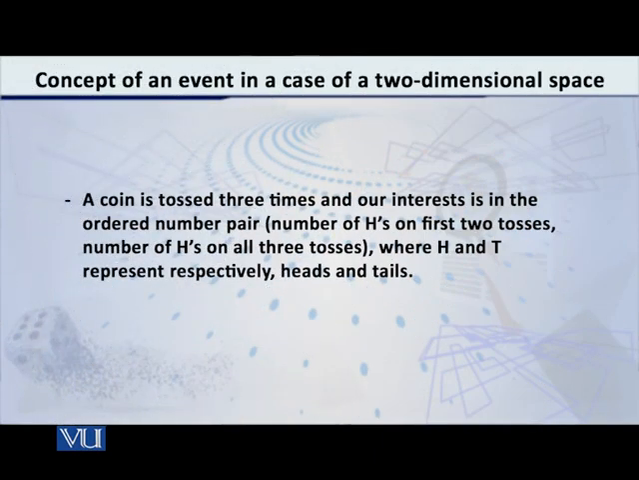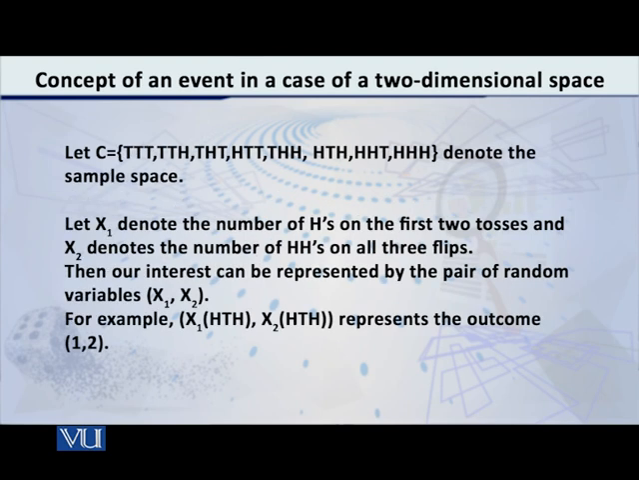So let us try to understand all this with reference to an example. Suppose that a fair coin is tossed 3 times, and our interest is in the ordered pair x1, number of heads on the first 2 tosses, comma x2, number of heads on all 3 tosses. Then, first of all, what is the sample space? 8 triplets: tail, tail, tail; tail, tail, head; tail, head, tail; head, tail, tail; tail, head, head; head, tail, head; head, head, tail; head, head, head. These are 8 triplets, right? But that is the sample space of our tossing process.